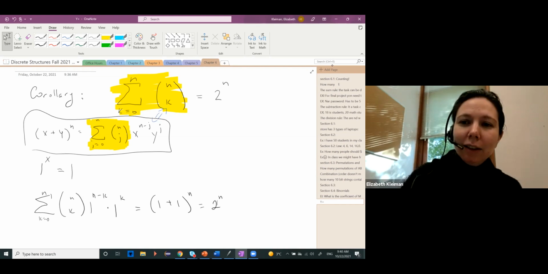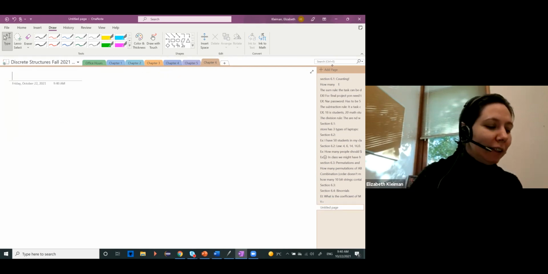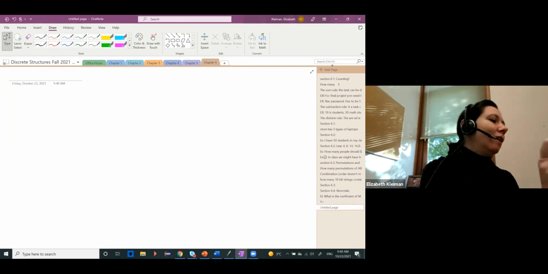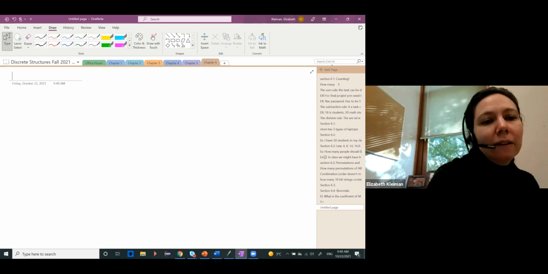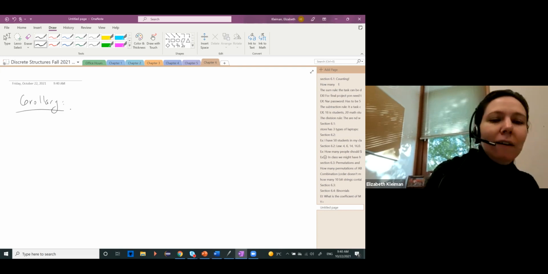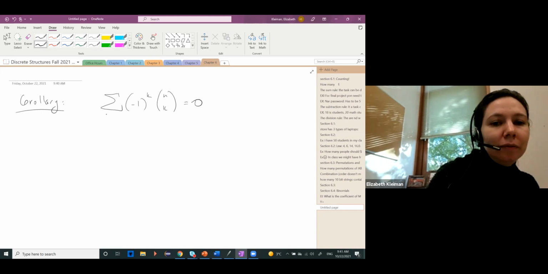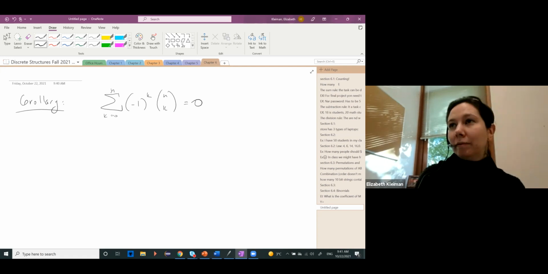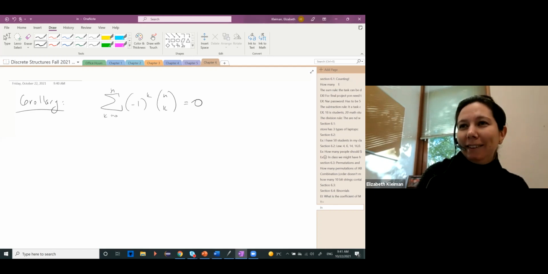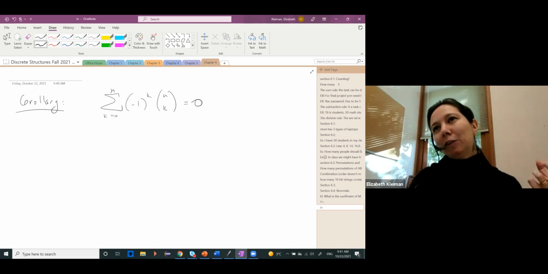Yeah, now let's try it again. Let's see if this time you can get the trick yourself. I am saying the sum of -1 to the power k, k choose n, is equal to 0. How did we get that? So pretty much, again, you need to figure out how I can take it to the binomial form.